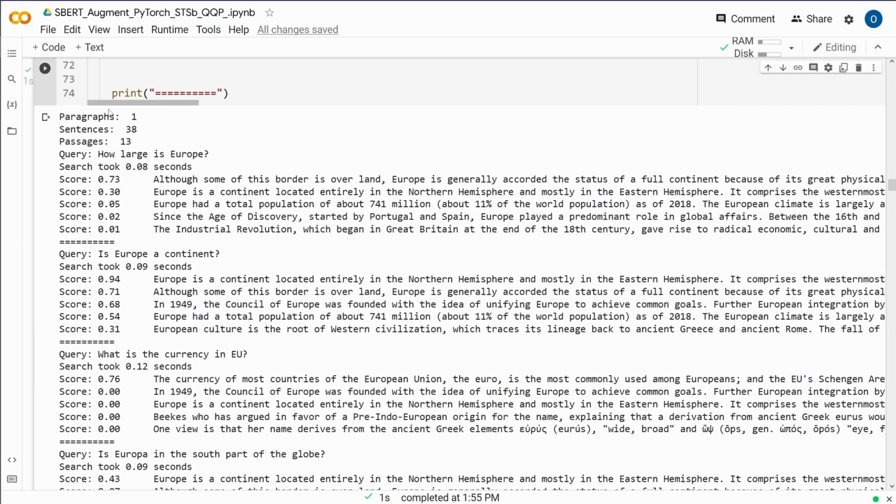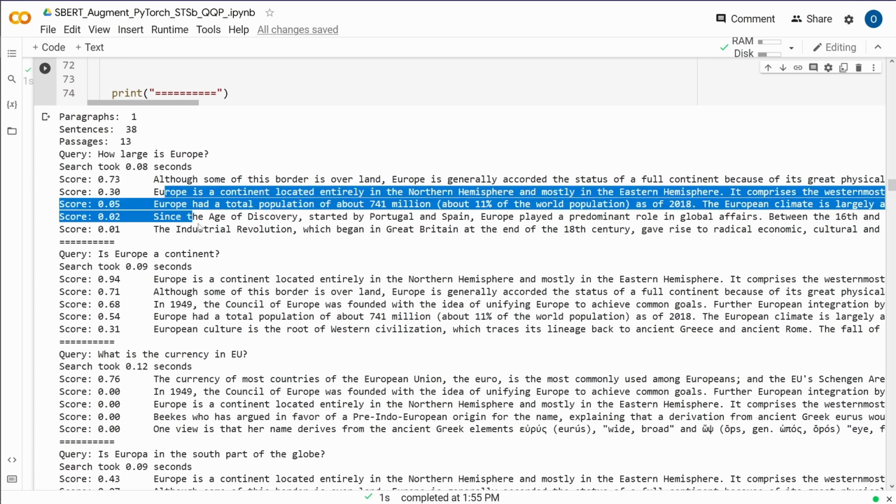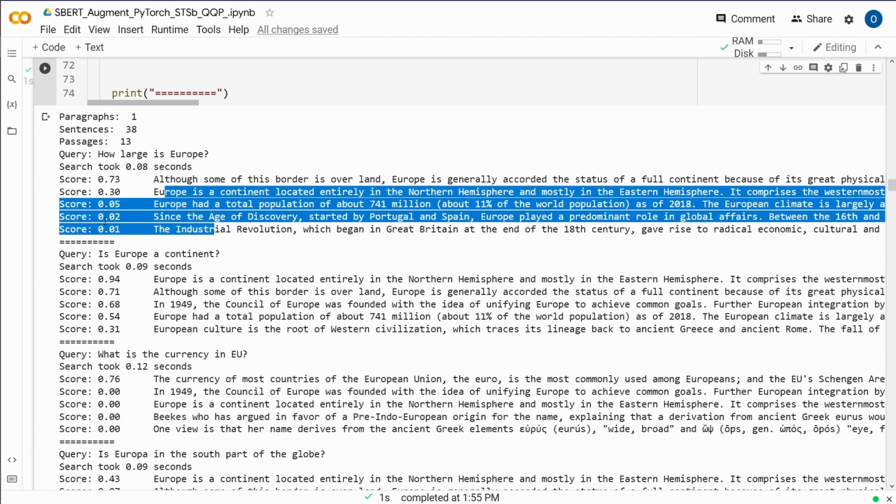So you see, if you have chosen, I don't know, this is just 38 sentences. If you have 5,000 sentences, you can have your query and you can get the answer in a different length. You can have a really long answer or shorter answer, whatever you want. And it is ranked for significance.